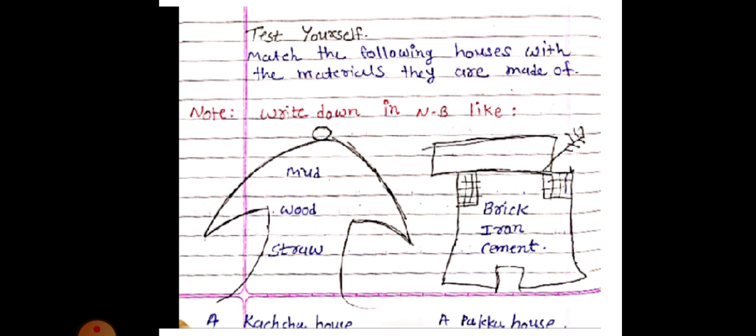See, test yourself. Match the following houses with the material they are made up of. You have to write it in your notebook like this. You have to draw a kacha house and a pakka house, and in the house you have to write the material. In the kacha house, which kinds of material do we use? Mud, wood and straw. And in the pakka house, which kinds of material do we use? That is bricks, iron and cement.